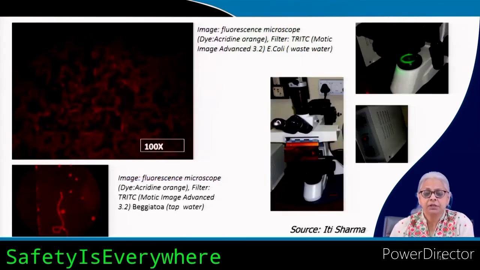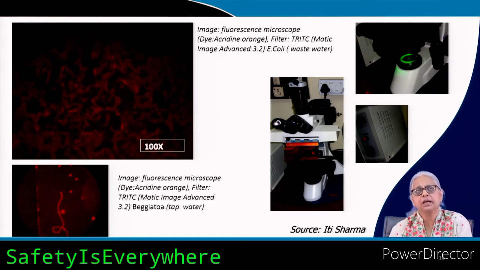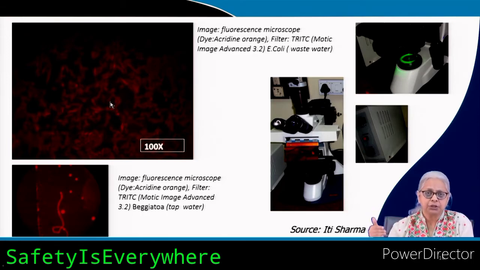Alright, so here we have more images using fluorescence microscopy, and we have limited ourselves up until now to acridine orange. So in this particular case, we have acridine orange, we have a filter called Tritzy, and like I said, a filter is part of the fluorescence phenomenon in fluorescence microscopes.